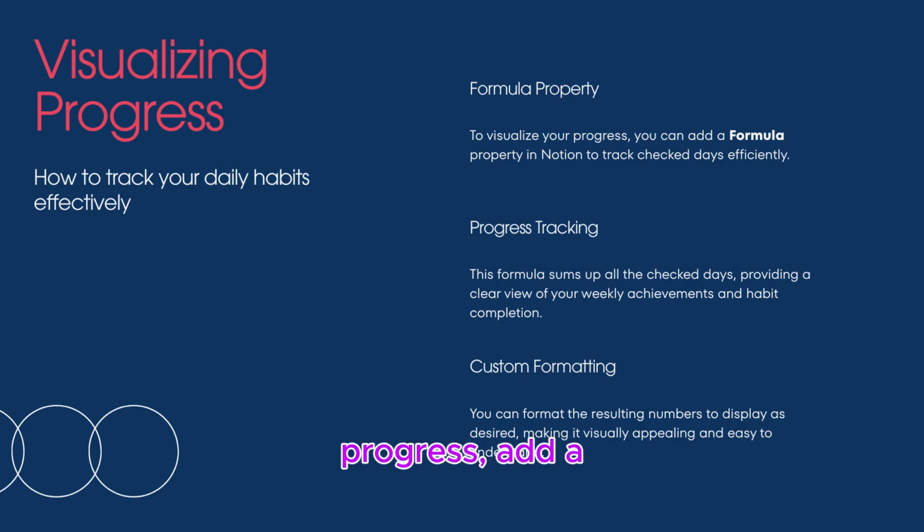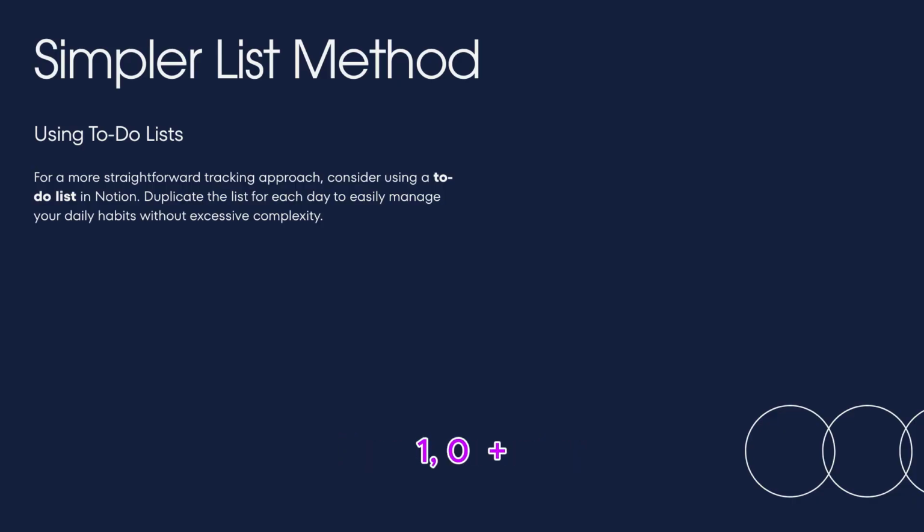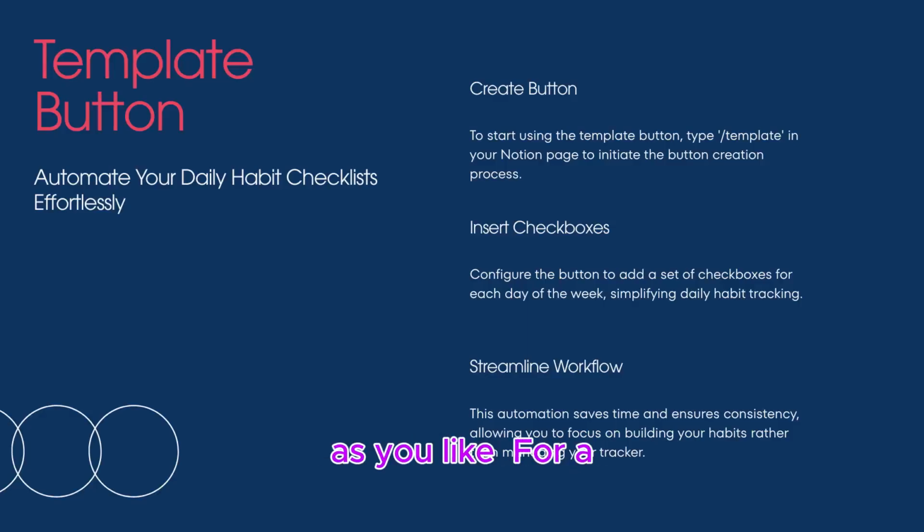To visualize progress, add a formula property. Use a formula like if(prop("Monday"), 1, 0) plus if(prop("Tuesday"), 1, 0) and so on to sum checked days. Format the number as you like.